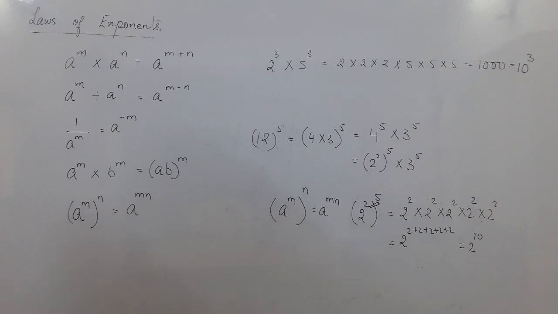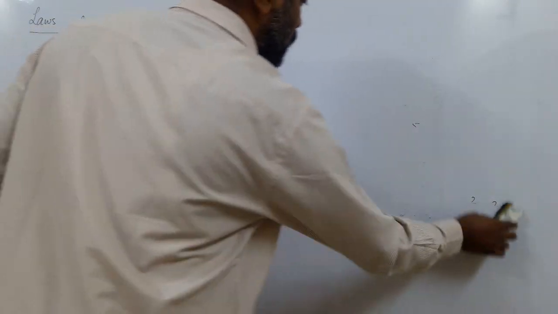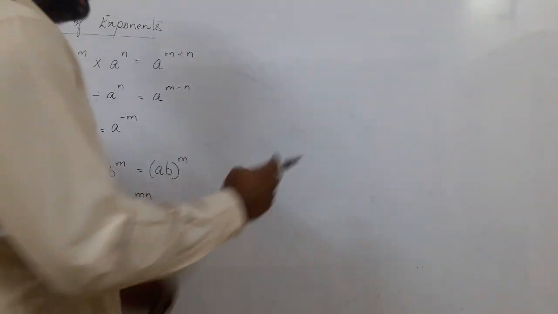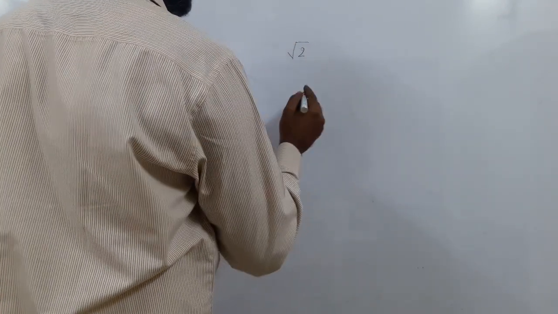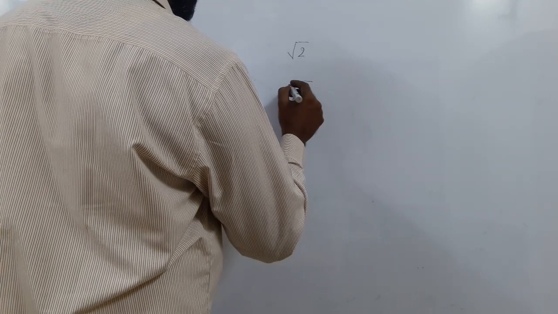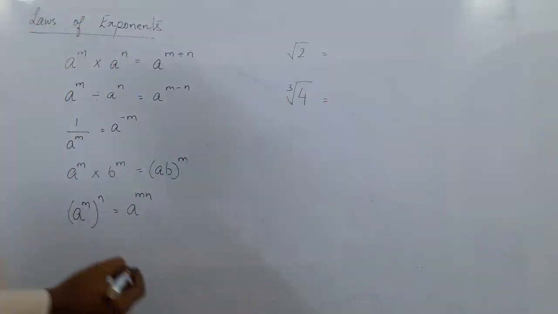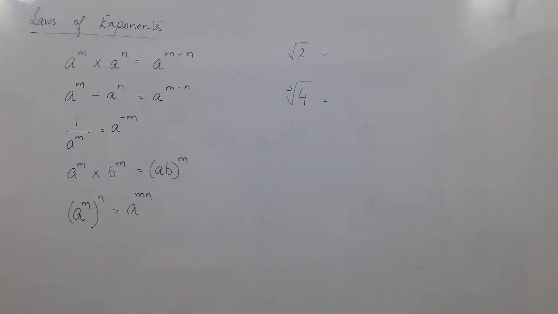Now we'll see the exponents for real numbers. So these are the rules we have done so far for the rational numbers, integers. Now what is it for the irrational numbers? For example, I have root 2. Now how do I write root 2 as a power? Or I have the cube root of 4. How do I write this in the power form? So this is what we are going to do today, how to write that in the power form.